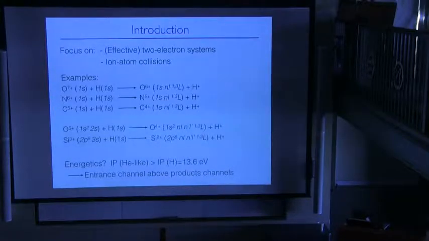And of course, I will restrict myself to ion-atom collisions because it's complicated enough as it is. So here are a few examples of two-electron systems. Usually, collisions of a hydrogen-like ion with hydrogen in the ground state, producing any excited state of helium-like ions. You can also have effective two-electron systems, so you have a closed shell plus an electron colliding with hydrogen 1s. It's basically the same problem.